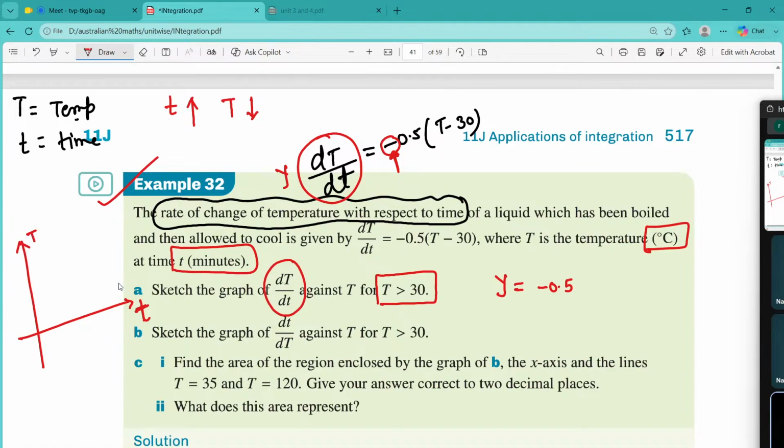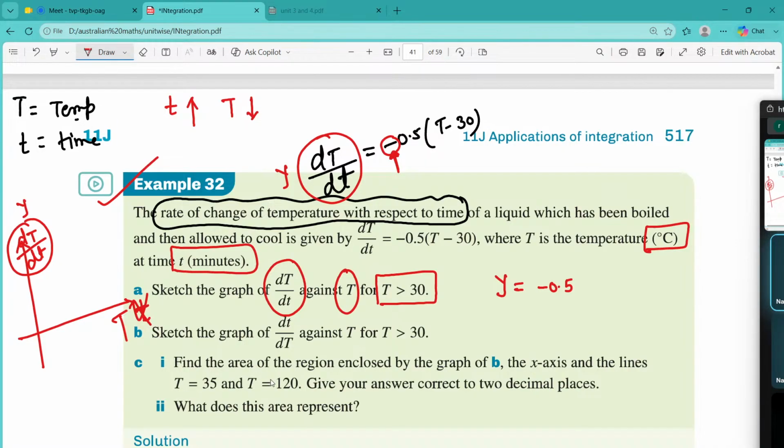But we don't have to plot the temperature. We have to plot dT upon dt. So this is my y. Are you getting this? Capital T is not my y. dT upon dt is my y. I have to keep this on the y-axis. We have to adjust. We don't have to plot for time. We have to plot for temperature. Sketch the graph of dT upon dt against T. Are you getting this difference?